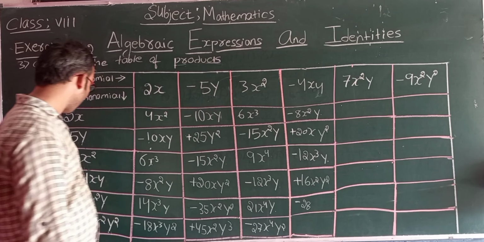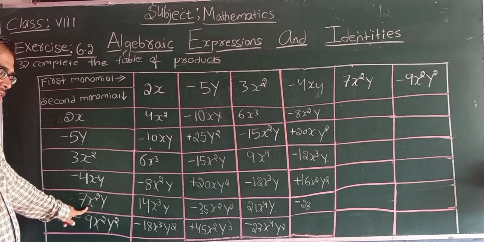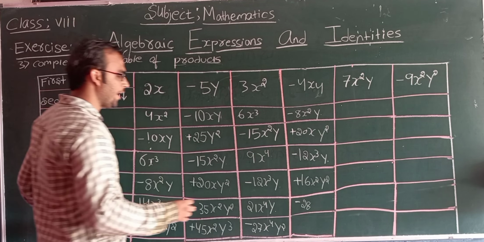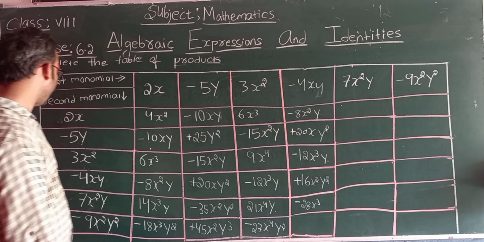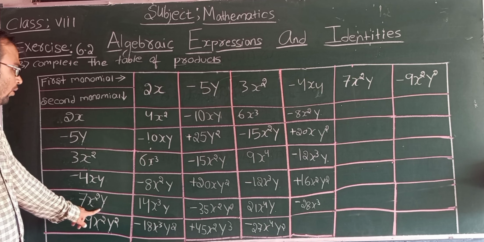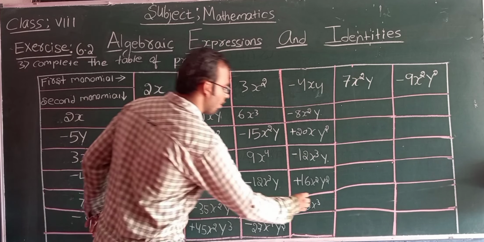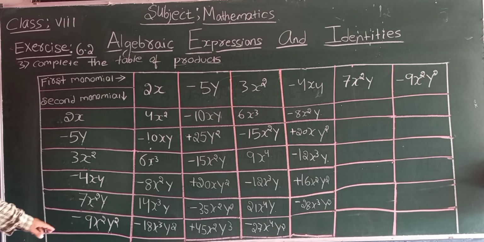So 4 7s are 28. X into x, so here x square is there. So x square into x will be x cube. Now y into y will be y square.